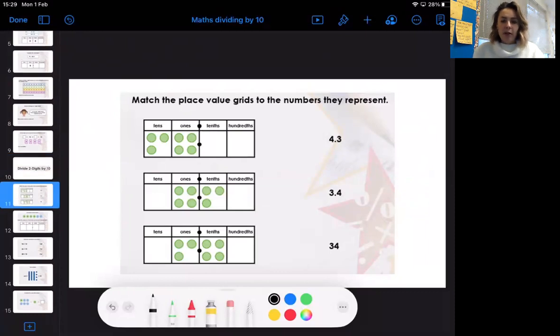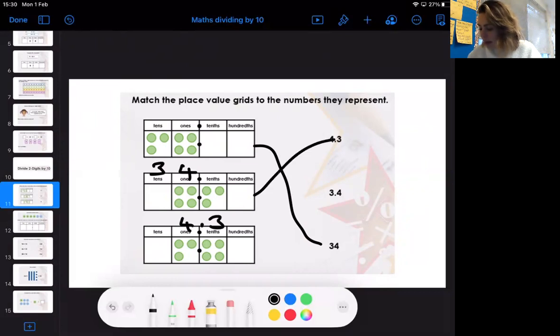Match the place value grids to the numbers they represent. Pause the video and have a go. Let's have a look at the first one. So we have got here 3 10s and 4 1s. So that one matches to 34. We have 4 1s and 3 10ths. That matches to 4.3. And we have 3 1s and 4 10ths. That matches to 3.4.